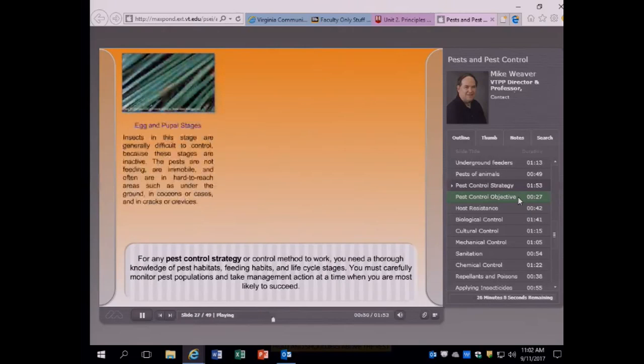The egg and pupal stages are stages in which the insects are generally difficult to control because these stages are inactive. The pests are not feeding, they're immobile, and often are in hard-to-reach areas such as under the ground, in cocoons or cases, or in cracks and crevices.